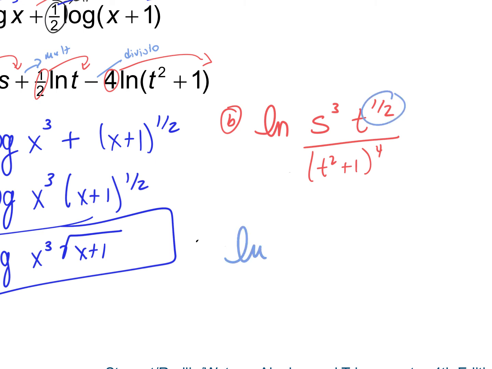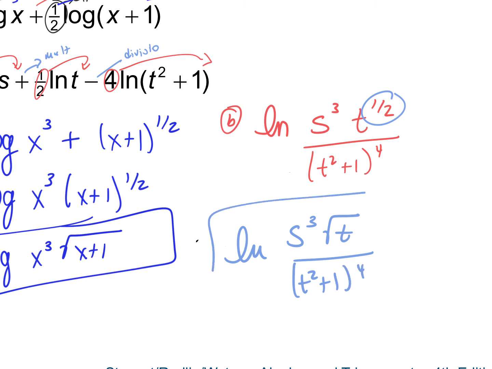So I have natural log of s to the 3rd square root of t over t squared plus 1 to the 4th power. Now some of you are going to say, is it okay if we multiply that out? No, it's not. Do not FOIL anything out. Just leave it.